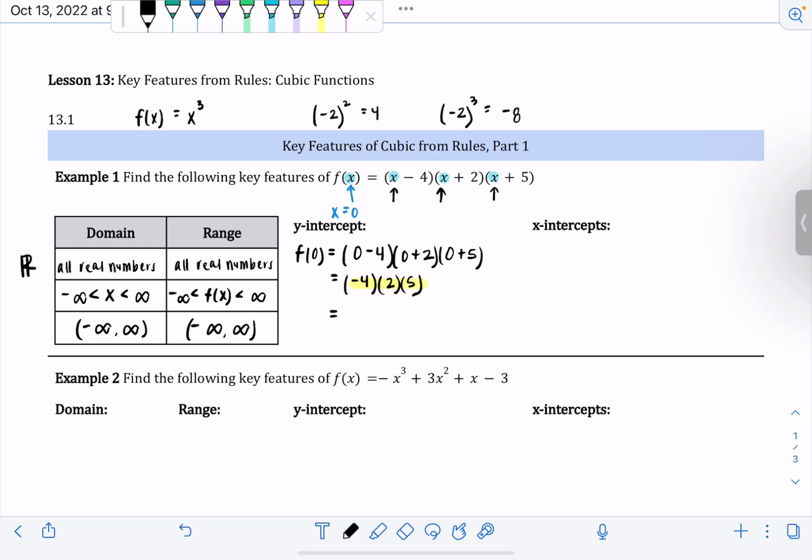So we end up with negative 40 from our f of 0, which means that our y-intercept is negative 40.